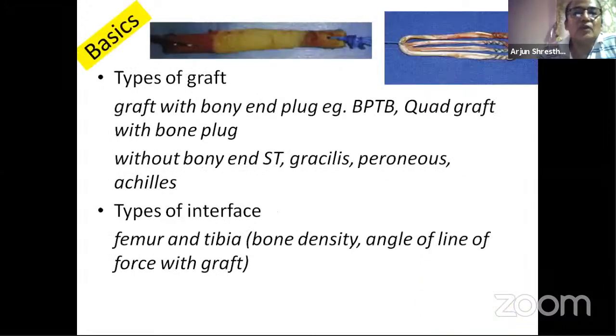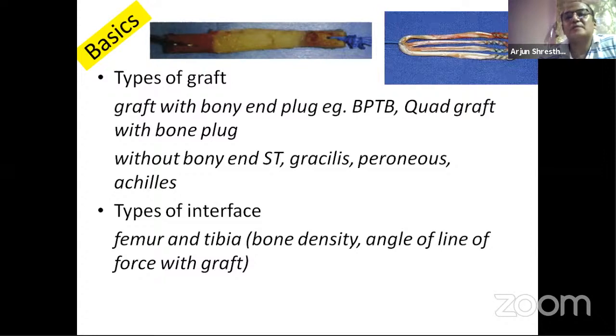Other senior faculty have already discussed previously the types of graft. A few years back, we were using bone-patellar tendon-bone, which has two bone ends on the two sides. Generally we use an interference screw with the aperture fixation method. Nowadays, the quadriceps graft, with or without a bone plug, can also be used. And now the soft tissue grafts are coming up.